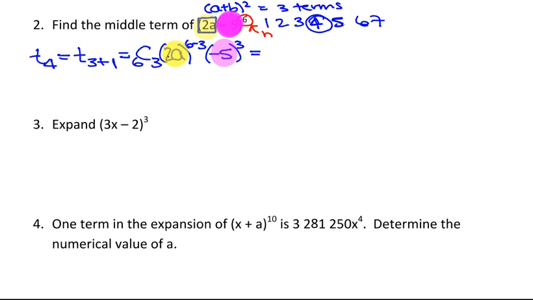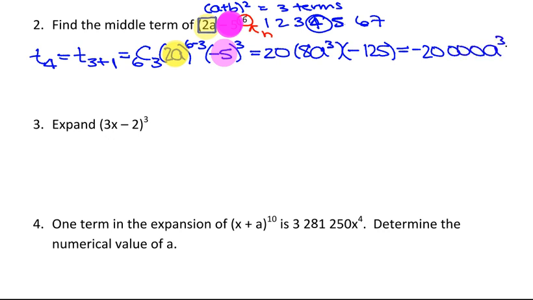Now we're ready to evaluate. 6C3 on your calc, 20. Then I have 2A all to the power of 3. So that means that I'm cubing all of 2A. So 2 cubed is 8. And then I also have A cubed. Okay? And then negative 5 cubed will be negative 125. I can put it all together. I'll get negative 20,000 A cubed. Pause that, try it again before we go on to the next one.